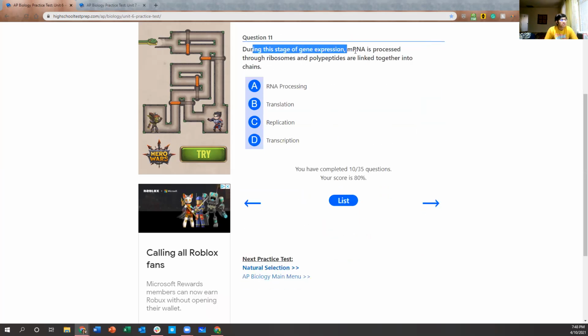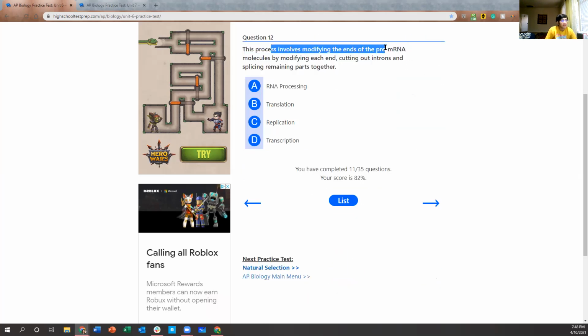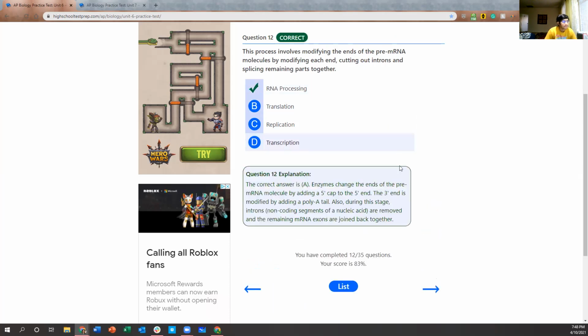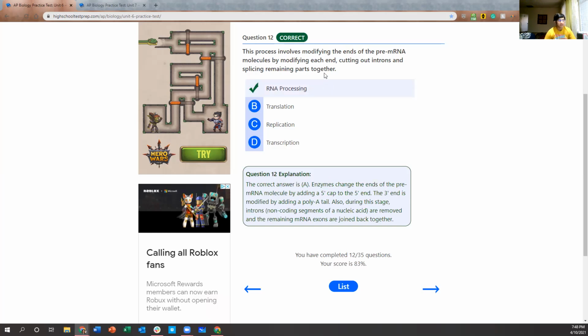Through this stage of gene expression, mRNA is processed through ribosomes and polypeptides are linked together into chains. So that's translation, right? Because that's when mRNA becomes protein, or polypeptide chains. This process involves modifying the ends of the pre-mRNA molecules, modifying each end, cutting out introns. So that's, remember, splicing and then RNA processing, right? And the poly A tail modifies the 3' end, and then the 5' end has a 5' cap. The reason why we do that is that we don't want the hydrolytic enzymes to eat up those ends. So that's why we add those. So all these things together are called RNA processing.